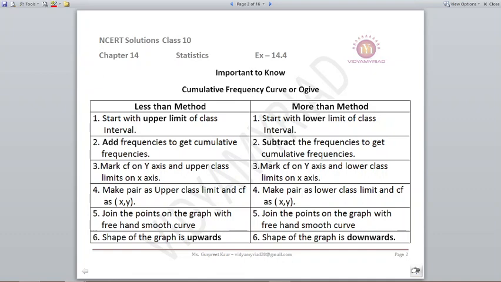In the same way, for the more than method, we will start with the lower limit of the class interval, and we will subtract the frequencies to get cumulative frequencies. We plot on the x-axis and y-axis the same way. On the x-axis it will be lower class limits, and on the y-axis cumulative frequencies, taken in x, y form: lower class limit, cumulative frequency. That becomes the pair. With the help of a freehand smooth curve, we will see that the slope of that curve will be downwards. So based on this, we are going to do our exercise.